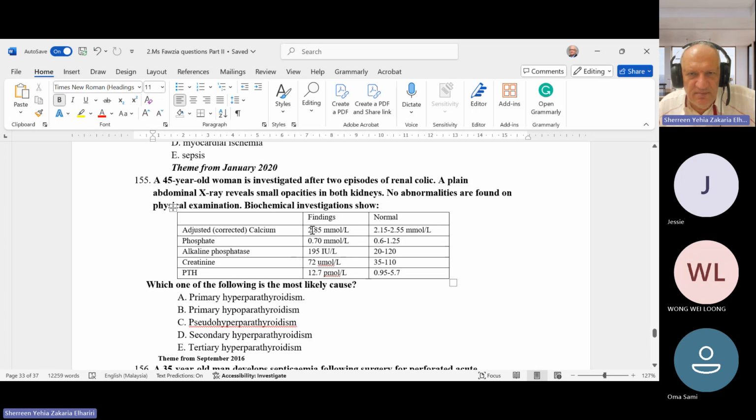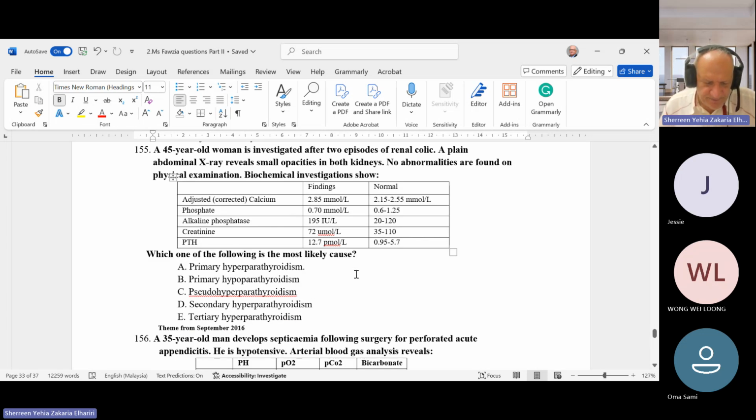Corrected calcium 2.8, so it is a little high. Phosphate is considered okay. Alkaline phosphatase is very high, so they have some destruction. Creatinine is normal. Parathyroid hormone is very high. So what's your diagnosis? Primary hyperparathyroidism. Okay, if you just change this question and make the creatinine 200, what's your diagnosis?